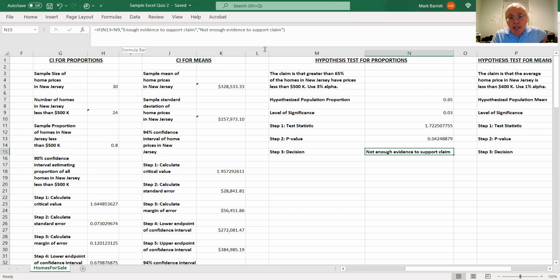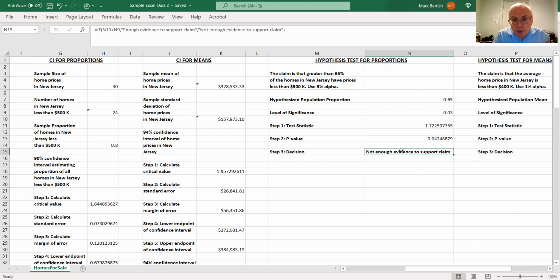In other words, if the p-value is less than alpha, we're going to say enough evidence to support claim, and another way of saying that is to reject the null hypothesis. If p-value is not less than alpha, greater than or equal to alpha, then I want printed out here not enough evidence to support the claim.